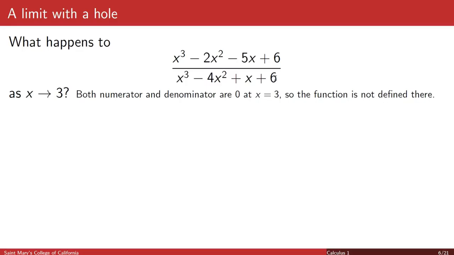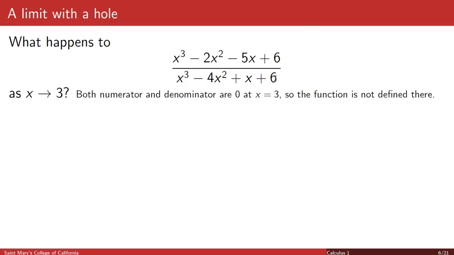Okay, so let's try another example. Let's take x cubed minus 2x squared minus 5x plus 6, over x cubed minus 4x squared plus x plus 6, and we're going to take that as x approaches 3. You can plug it in. Maybe you just have to trust me that if you plug in x equals 3, this becomes 0 over 0 again. So again, we have the problem. We can't just plug in the value we're interested in and get an answer, because it's undefined at that point. It's 0 over 0.